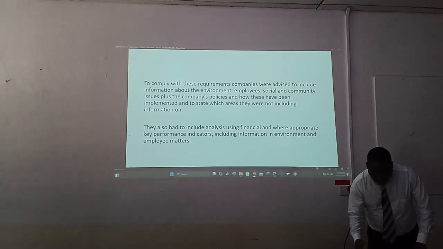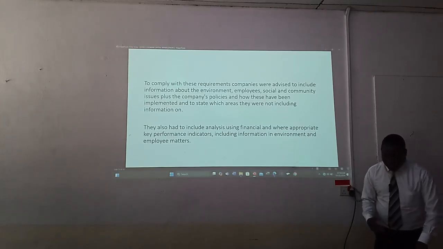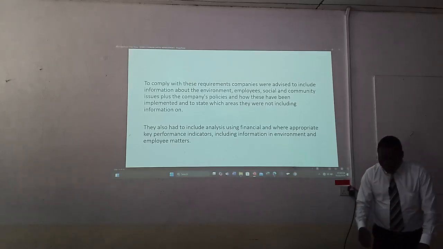There are also requirements for companies to include analysis using financial and, where appropriate, key performance indicators, including information on the environment and employee matters, as we have already said. Good. So that's all about reporting.